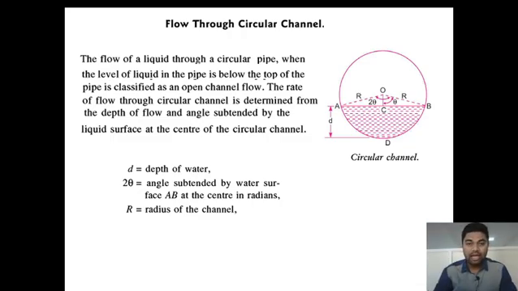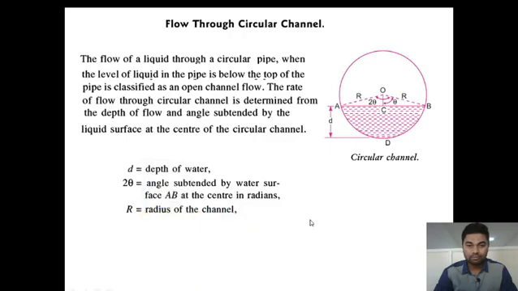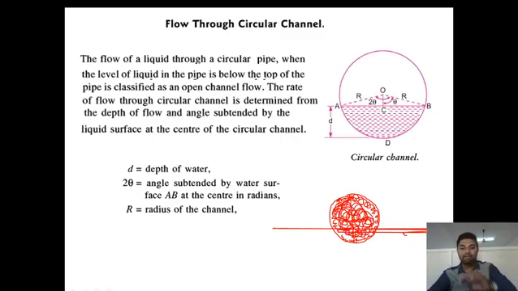I will explain it through the diagram. Look at the figure, let us consider this as a circular channel. If in this circular channel the water flow is complete, I mean if it is flowing to the top end, everywhere the water is touching every boundary of the circular channel, then this type of flow is known as closed channel flow in circular channel.